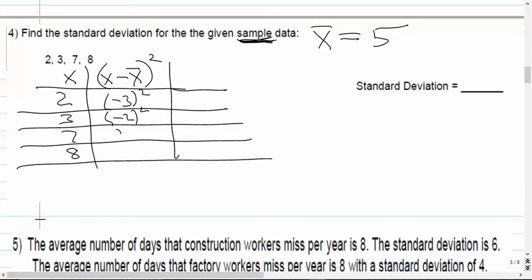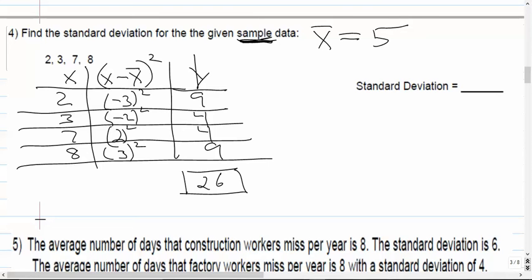7 minus 5 is 2 squared. 8 minus 5 is 3 squared. So when you finally square it, you get 9, 4, 4, and 9. Now remember from the formula, you add up this column. This column adds up to, well, I'll put a box here, adds up to 26, right? 18 and 8 is 26, right?